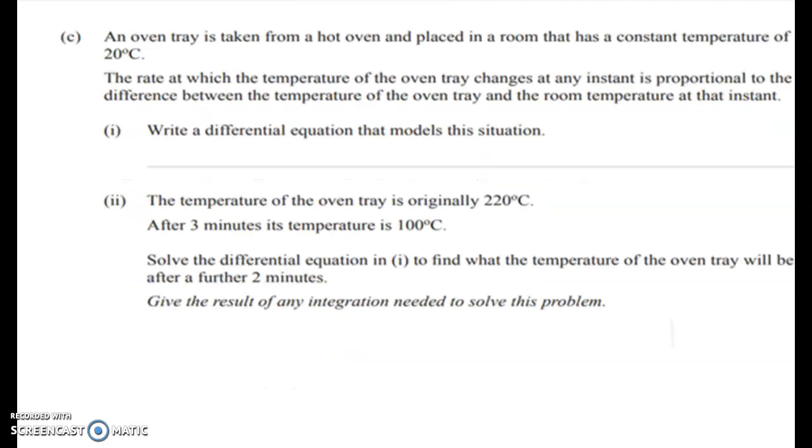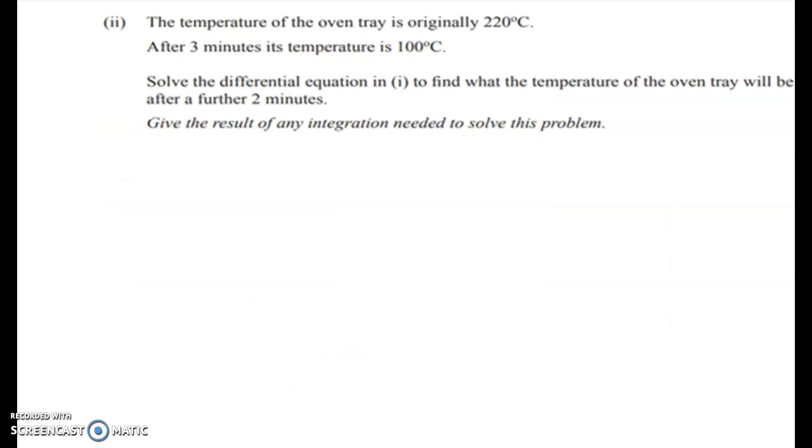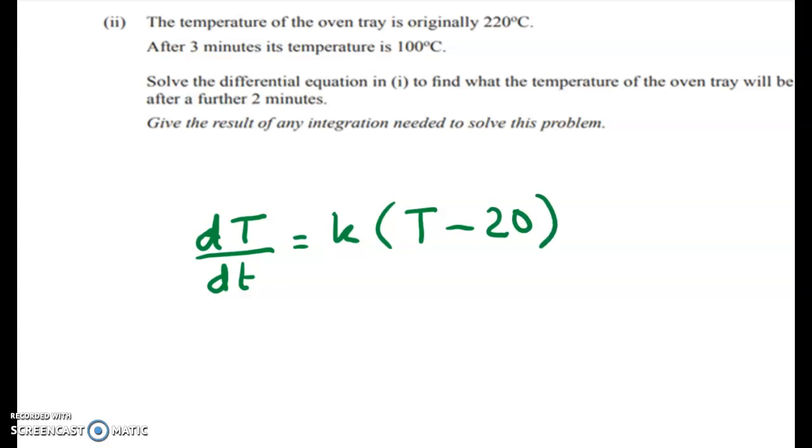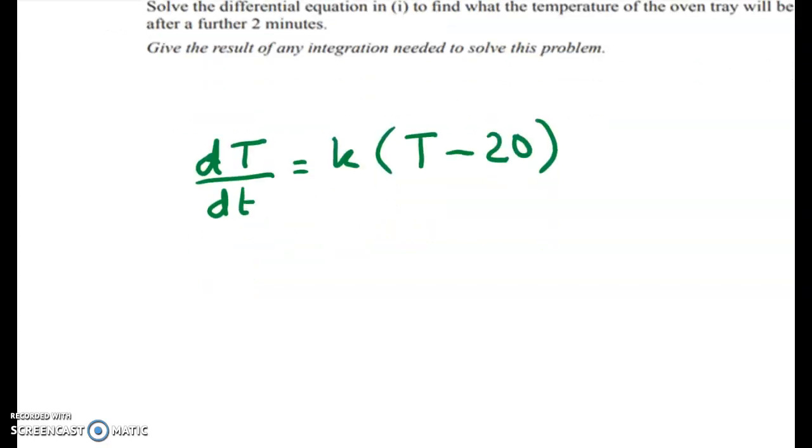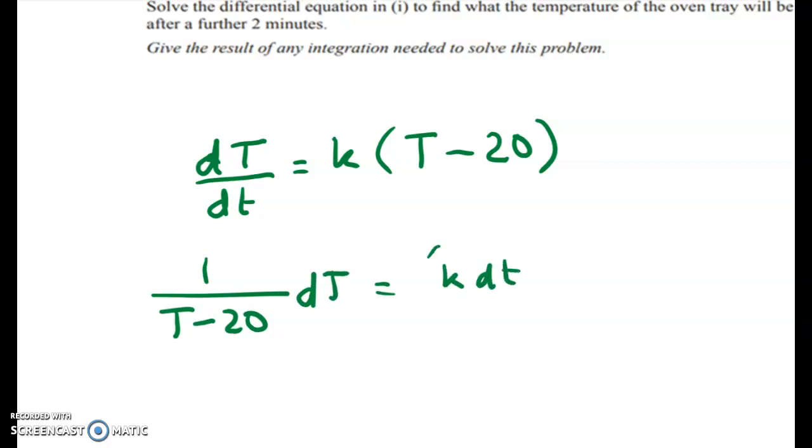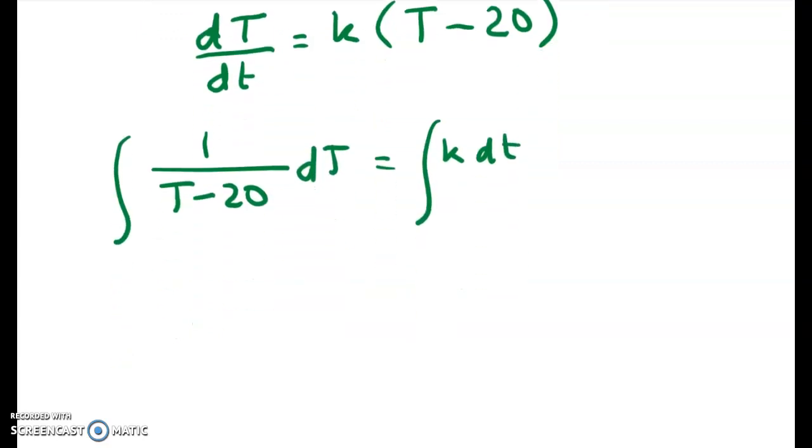So let's start and write the DE. Okay, so I'm going to use big T for temperature. So dT by dt is equal to k, the constant of proportionality, times the gap between the oven tray temperature and the room temperature, which is 20. Okay, so the next thing we've got to do is separate the variables and integrate. So getting all of my big T stuff over to one side, and then everything else here. And this pattern should be feeling really, really familiar by now.